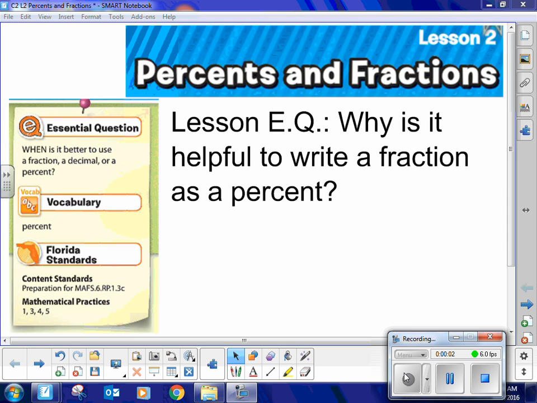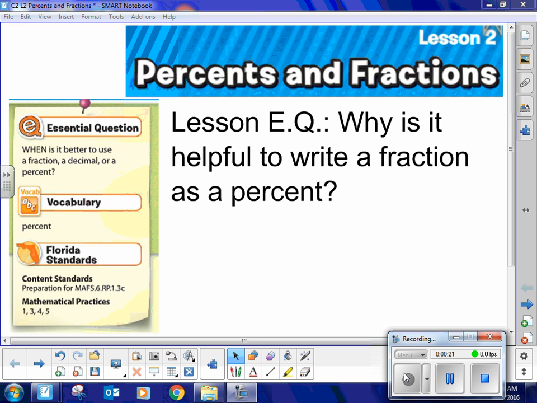Okay, this is chapter 2, lesson 2, percents and fractions. Now, we've done lesson 1, which talks about decimals and fractions. We've done lesson 3, which talks about percents and decimals. So now we have to make the final conclusion of percents and fractions.